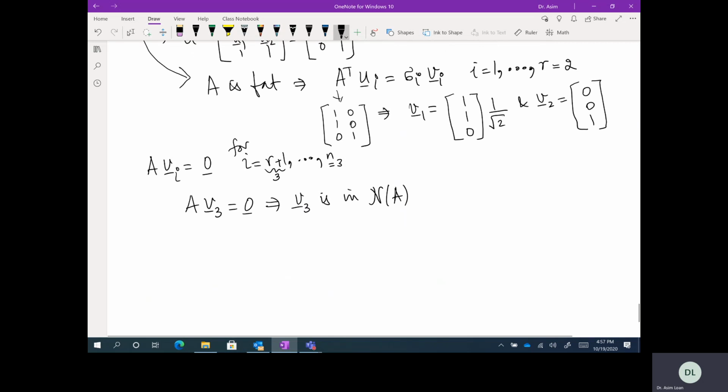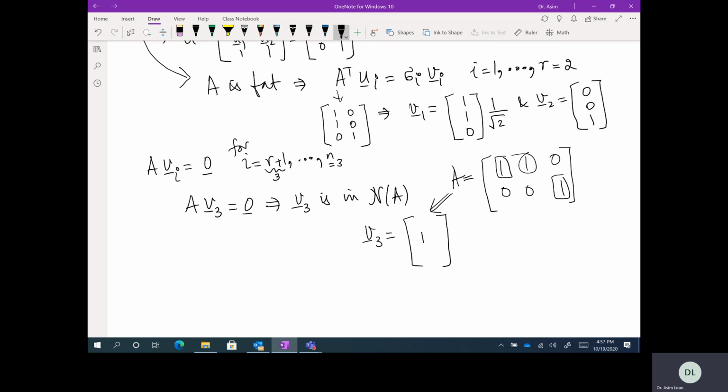So A is 1, 0, 1, 0, 0, 1. This is a pivot, this is a pivot. So the second is a free variable, so this implies v3 equals... the second is a free variable, which is this one. This one goes here, becomes a -1, negative here, and this one is 0. Again, I do 1 over root 2.